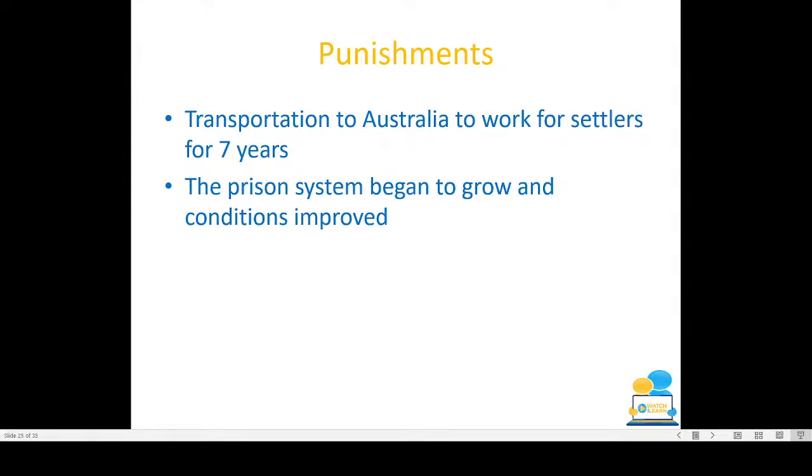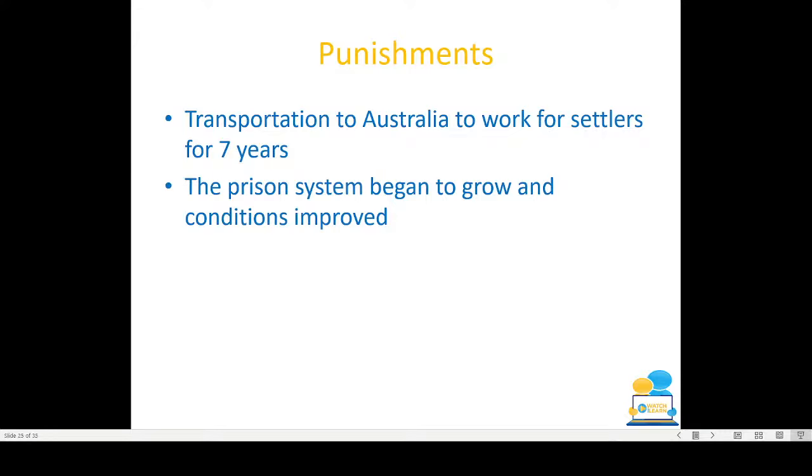So two other things that were common at this time was transportation to Australia. So what would happen was if someone committed a particular crime, they might be transported to Australia to work for settlers there, okay? So prisoners would be sent there, and they would have to work for these settlers for 7 years. And after the 7 years were up, they were free to return to Britain, but most of them stayed in Australia because as they were criminals beforehand and they were working for 7 years for these settlers for free, many of them couldn't afford to go back to Britain, so they stayed in Australia.